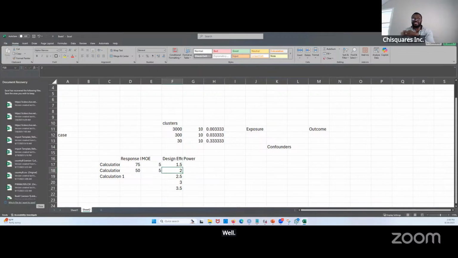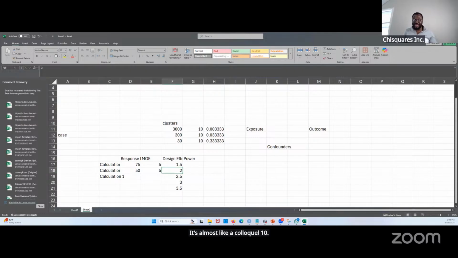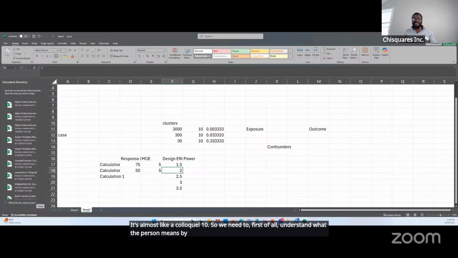Well, so he says it's a panel study. Panel study, people use that word very loosely. It's almost like a colloquial term. So we need to first of all understand what the person means by panel study. Is it a cohort study, right?